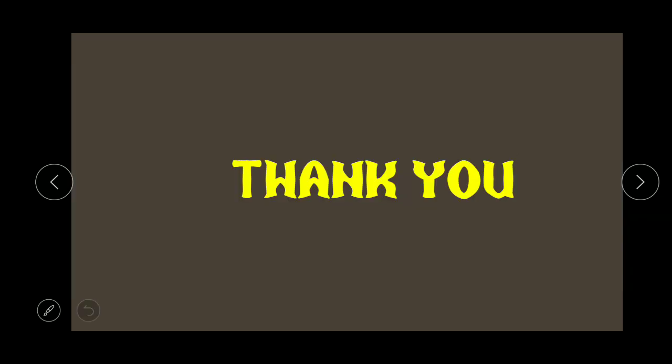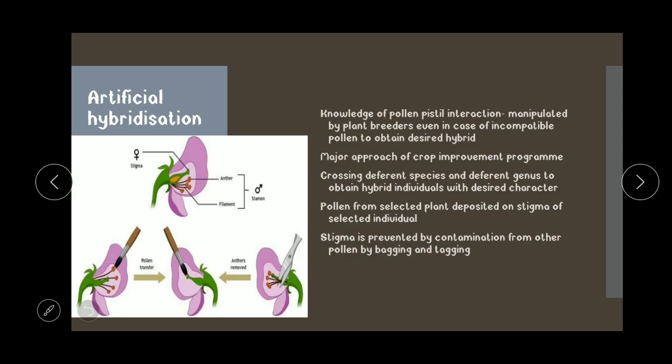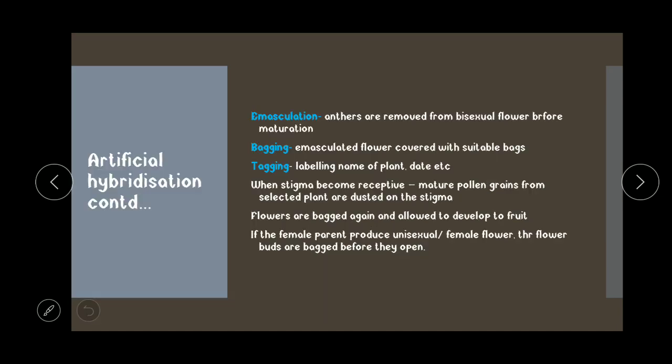Here you can see the diagram. The anthers are being cut with scissors, and pollen is dusted from here. These are used to dust the pollen grain. So emasculation means the removal of anthers from the bisexual flower before their maturation. Then bagging: the emasculated flower must be covered with suitable bags to prevent contamination from other pollen grain.